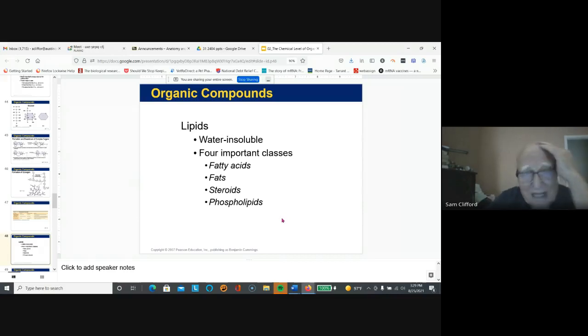Lipids are fats. They're water insoluble. There's 4 types of fats: fatty acids, fats, steroids, and phospholipids. We're going to talk about phospholipids in relationship to the cell membrane.